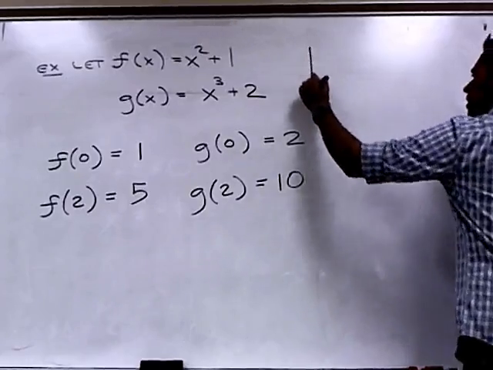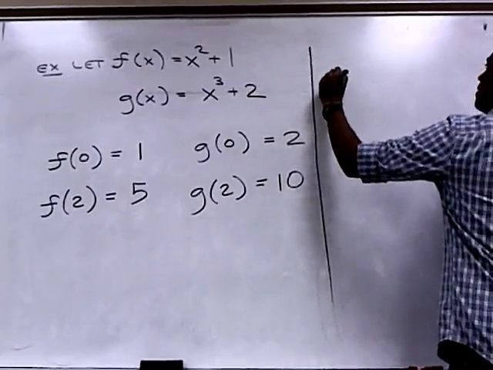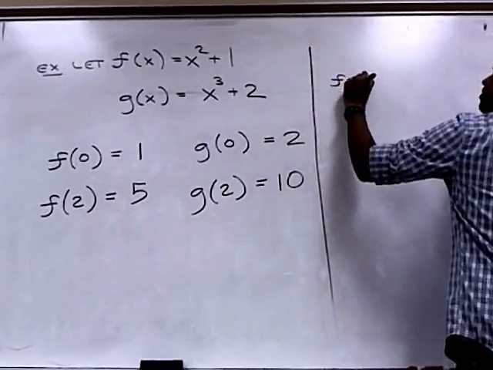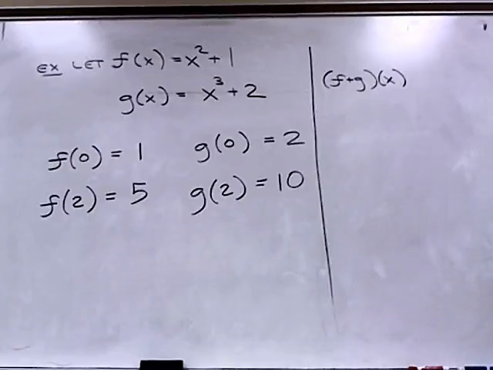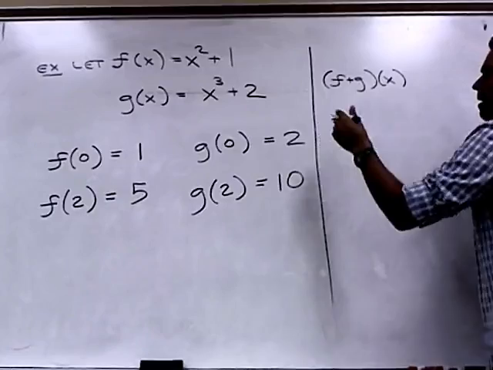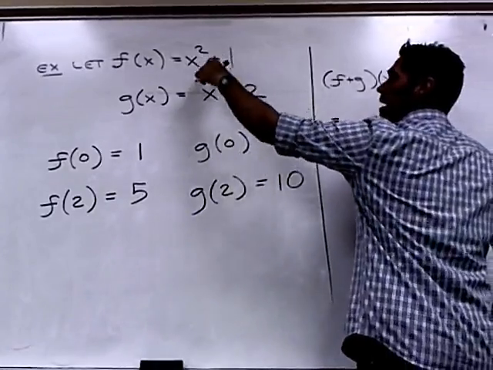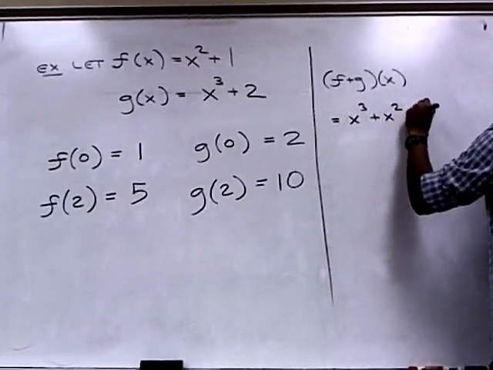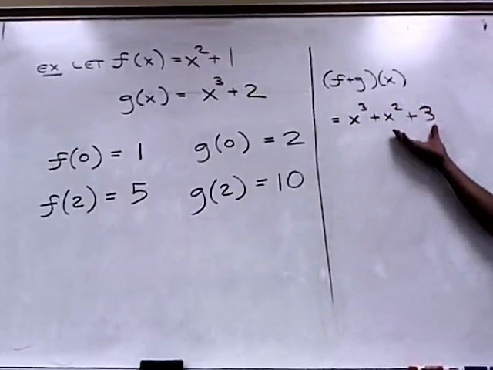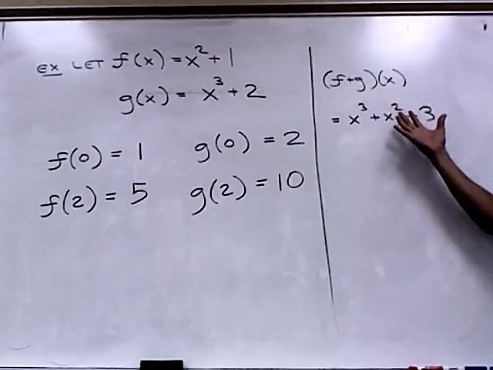Okay, now let's do something. If I said to find f plus g of x, you would add the two functions together, wouldn't you? Okay, so let's add the two together. I'm going to do it really fast. When you add these two together, you would get x cubed plus x squared plus 3. That's what you would get. With me? This is a new function, isn't it?